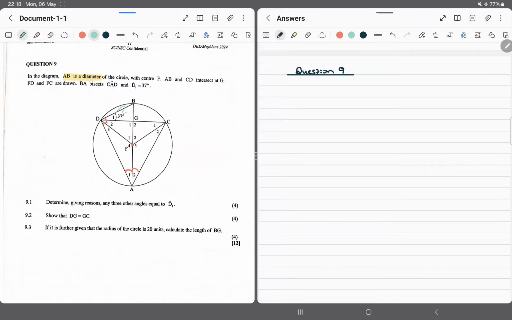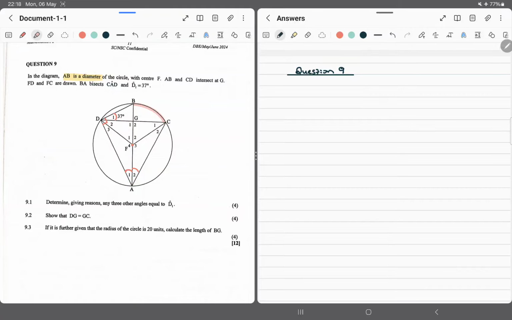We will see that essentially that D1 is equal to this angle that we are looking at here, that A1. Maybe let's use that color. Why is that? If we look here, we will see that arc BC subtends D1 as well as A1. So these are angles in the same segment subtended by arc BC. There's no chord, it's an arc. And that means A2 is 37, which also means A1 is 37 degrees.